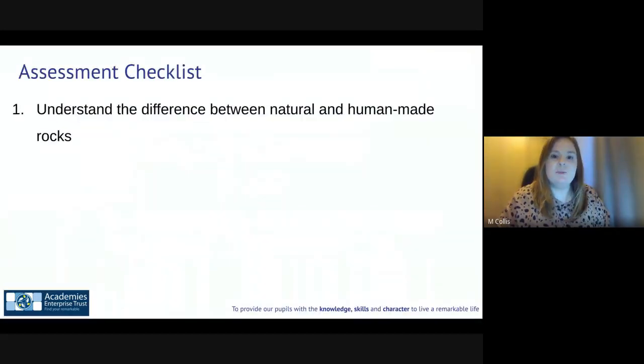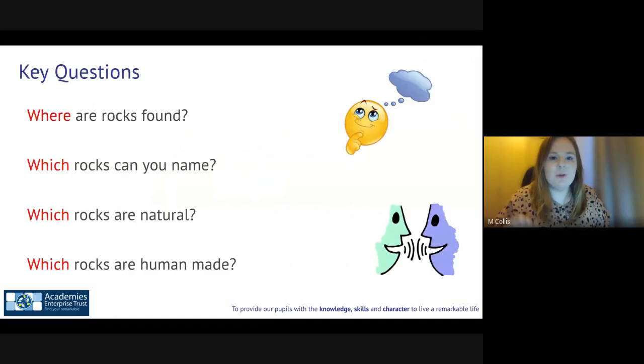This is what I want you to be able to be successful at by the end of the lesson, hopefully. I also want you to be able to answer these key questions and know the answers to them using key vocabulary. Where are rocks found? Which rocks can you name? Which rocks are natural, and which rocks are human-made? This will become a little bit clearer as we move on through the lesson.